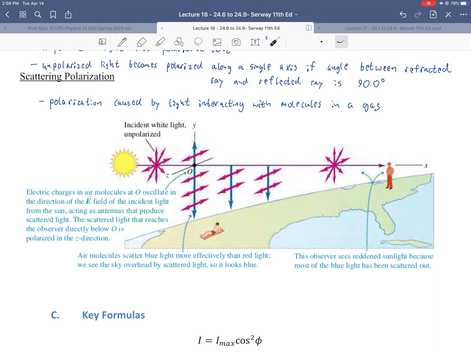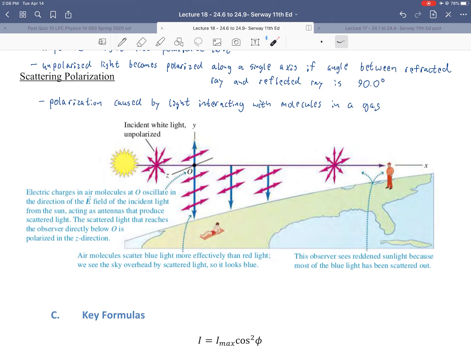The type of light they produce is blue, and that light is transmitted perpendicular to the velocity of the original light from the sun. In other words, straight down. And the air molecules scatter blue light more effectively than red light. That's just because of their particular properties. They oscillate. You can think of it as having a resonant frequency that matches blue visible light.